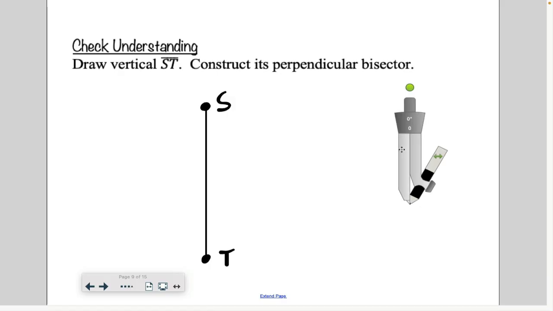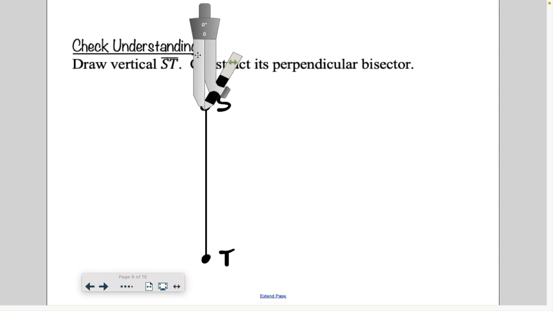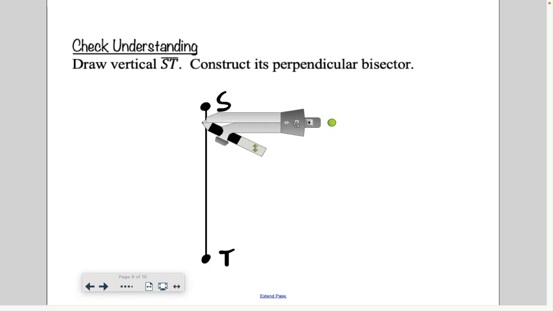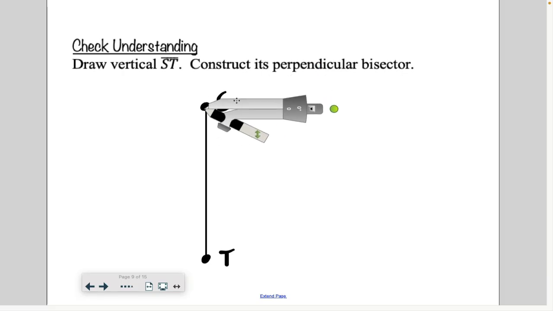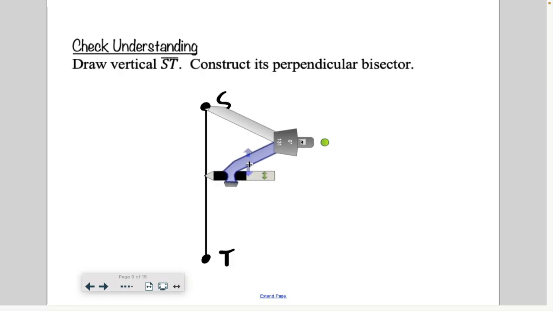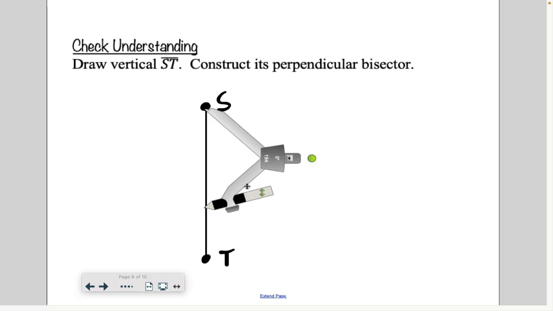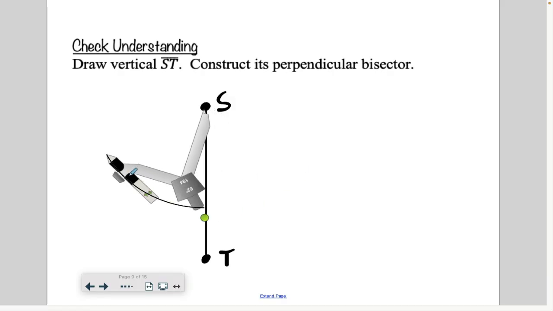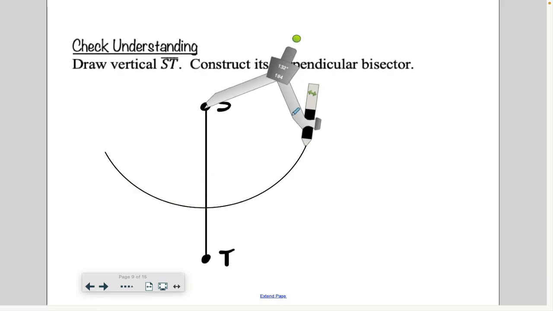And then I'm going to put this guy right here, and I need to open it up so it's more than halfway. Roughly more than halfway. You could go all the way to here, but you want to go over half, but not so close to half that it's tight. So now I'm going to draw this. I went a little bit over. I want to go far enough where I can get above and below.